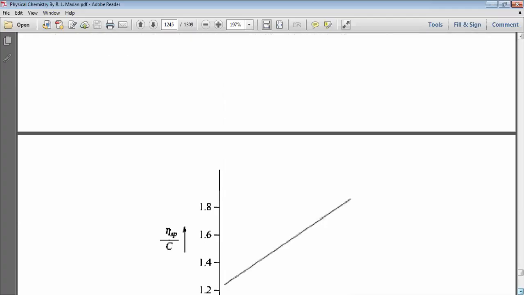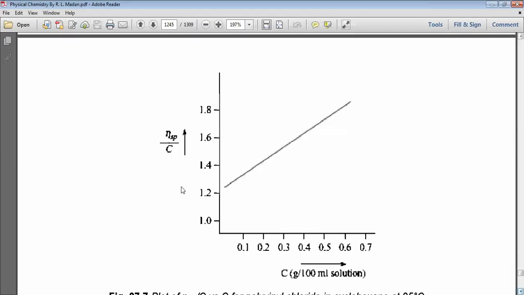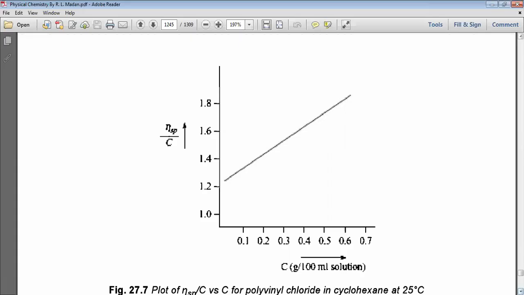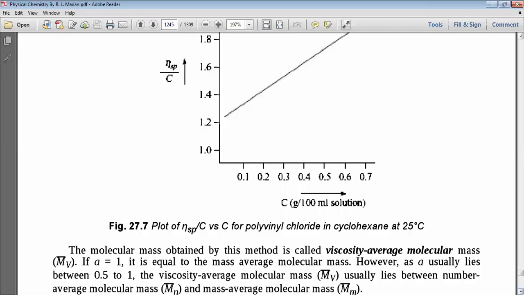Here, look at this graph, c versus eta sp by c. It is a straight line, extrapolated to 0, and the intercept gives the intrinsic viscosity. This is the plot of eta sp by c versus c for polyvinyl chloride in cyclohexane at 25 degrees centigrade.